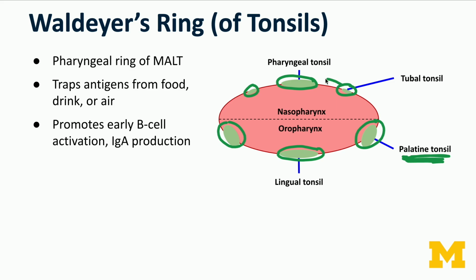So in all, anything that you breathe in, either through your nose or mouth, or bring in by means of eating or drinking through your mouth, encounters part or all of Waldeyer's ring of tonsils, so that your body can immediately mount an immune response against it. So we have very early activation of B cells, converting them into plasma cells for the production of IgA antibodies that can then circulate throughout the body and destroy the pathogen as they encounter it.